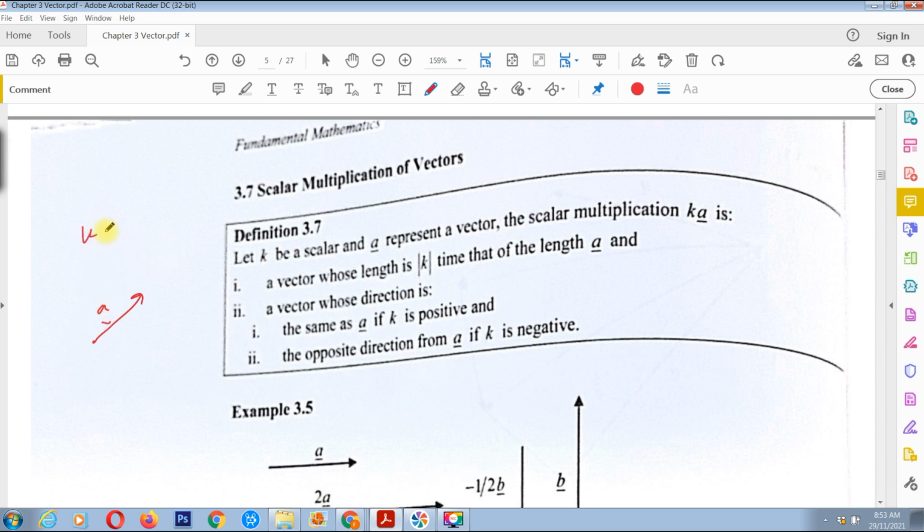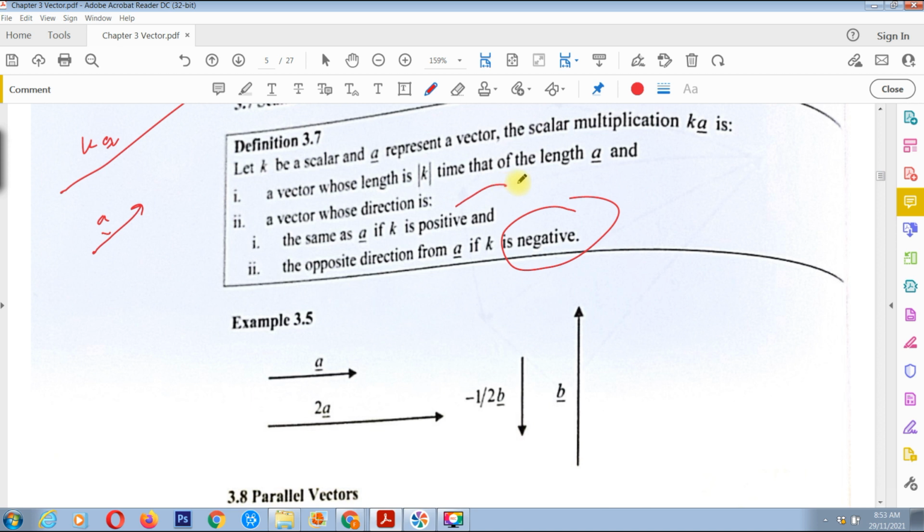So we have KA. Same magnitude, same direction, but longer. That is K times A. So for a vector, the direction is the same if K is positive, and the opposite direction to A if K is negative. So positive is the same direction as the original vector. Negative is the opposite direction from the original.